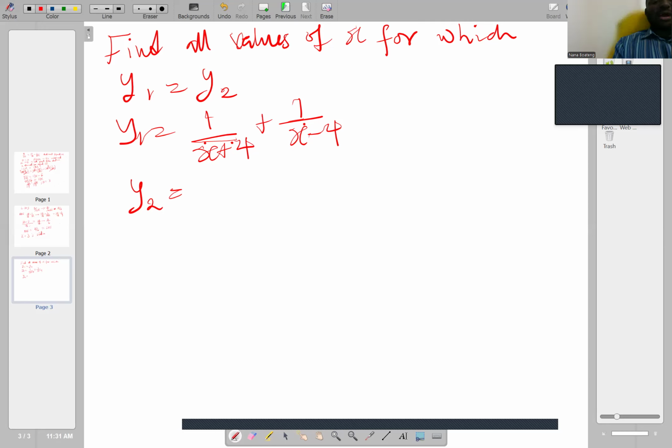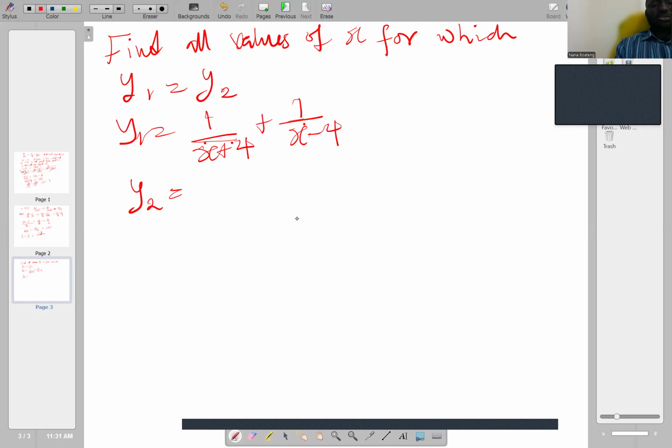Again, we can check whether our solution x is equal to 11 is the right solution. We can do that by substituting x is equal to 11 on both sides of our equation. So on the left-hand side, we have 1 divided by x plus 4 plus 1 divided by x minus 4.